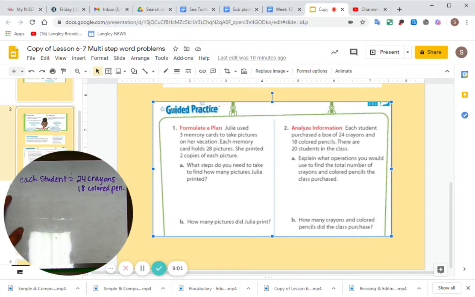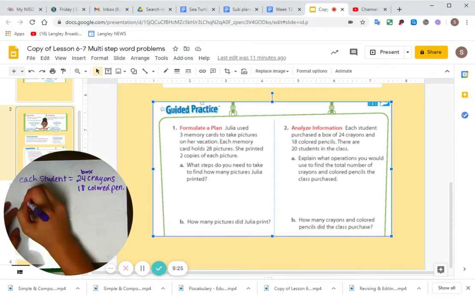So each student got 24 crayons, 18 colored pencils. All right? Or a box. I should say a box. A box of 24 crayons, and then a box of 18 colored pencils. Okay, so I have box. All right, so let's go to the next sentence. There are 20 students in the class.